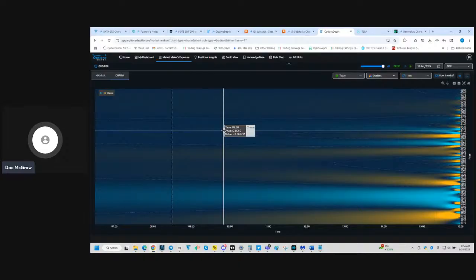And I'm going to have Options Depth doing a walkthrough of that platform, I think tomorrow. I'm not sure when, but I'll make sure that he's available. He'll make a link available to everybody that wants to find out more about how that works.